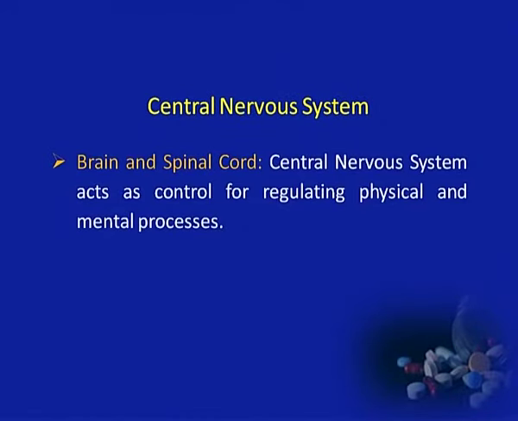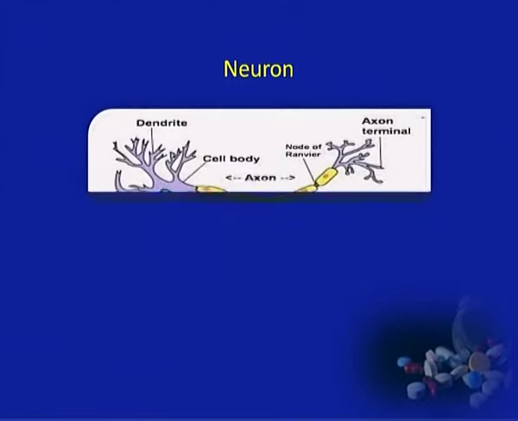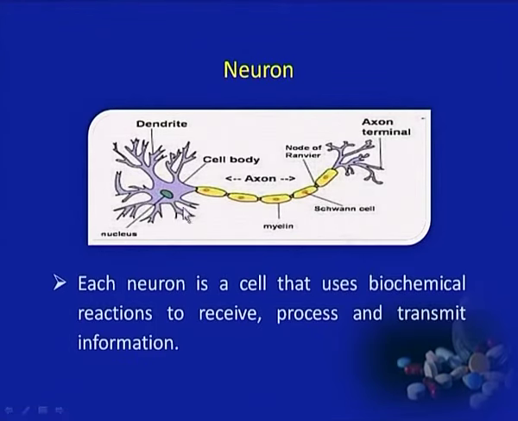What is the central nervous system? It is made up of the brain and spinal cord. It acts as control for regulating physical and mental processes. So, the brain is a collection of about 10 billion interconnected neurons. There is a picture of a neuron you can see. This is the dendrite, this is the axon and this is the axon terminal. Each neuron is a cell that uses biochemical reactions to receive, process and transmit information.